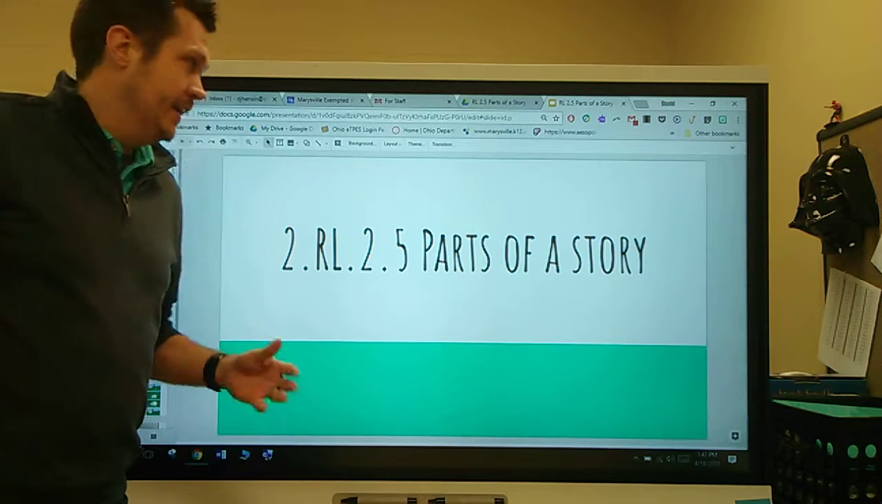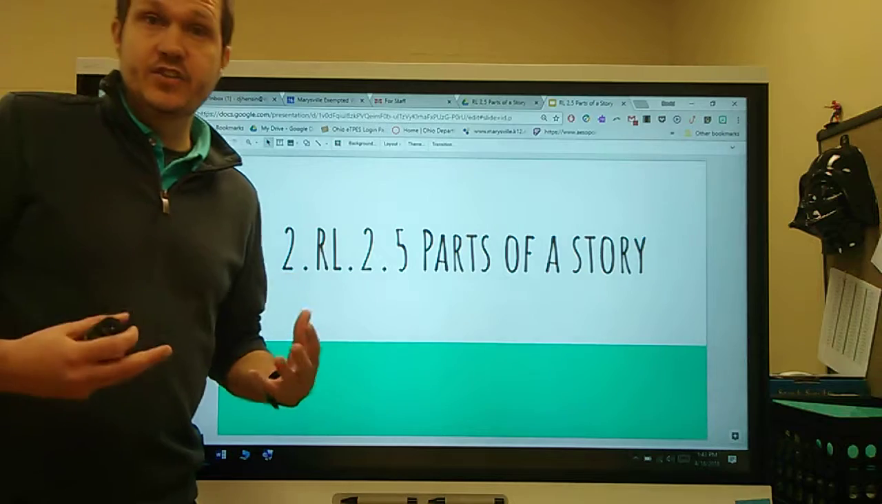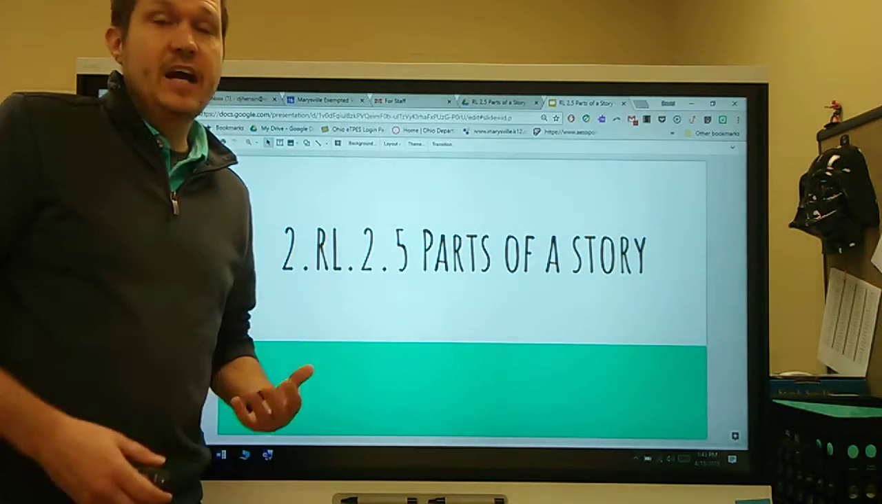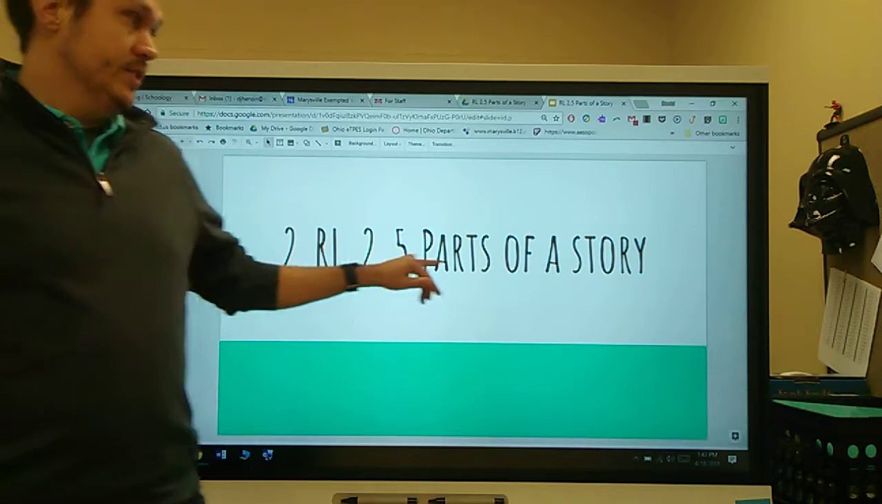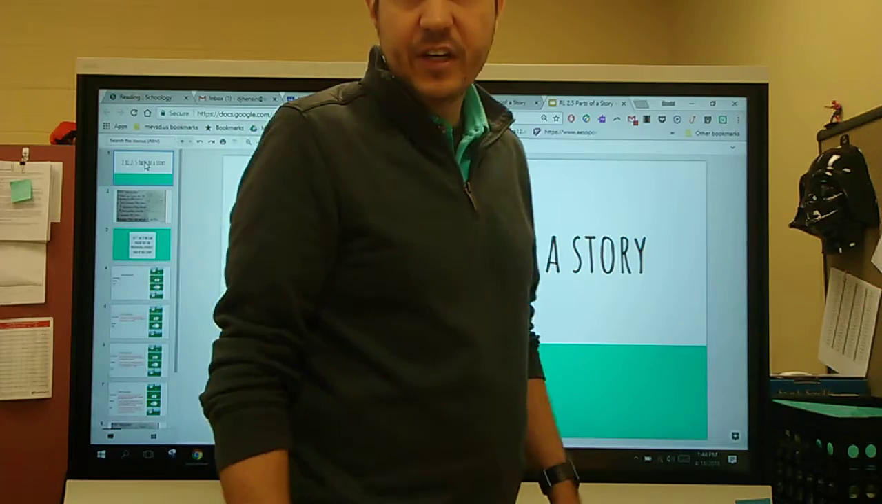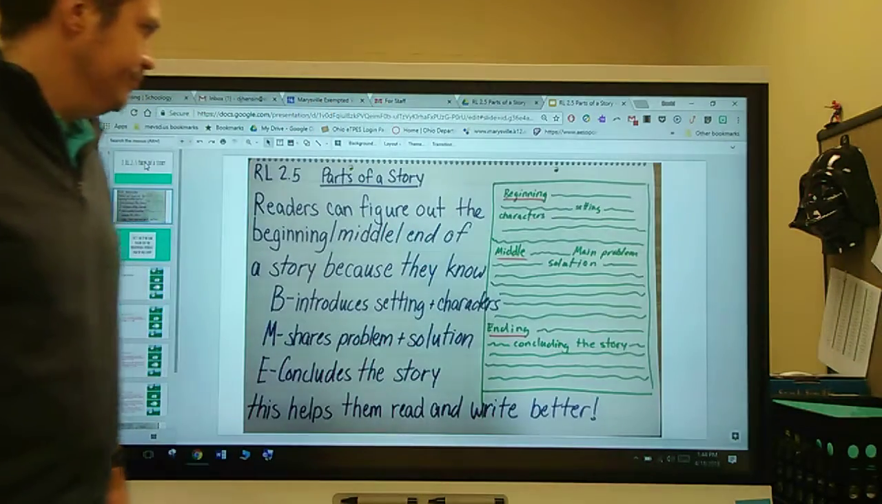Okay, today I'm going to be teaching you about how to read a story and find the different parts that are inside of the story and figure out how that helps you, okay? This one is called Parts of a Story. So we're going to look at all those different parts that are in a story, okay? So let's take a look.